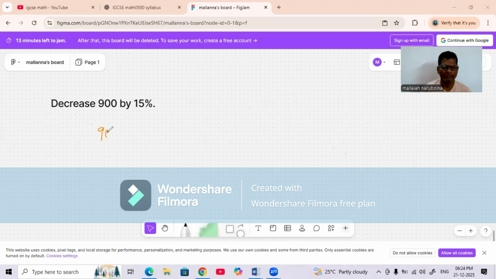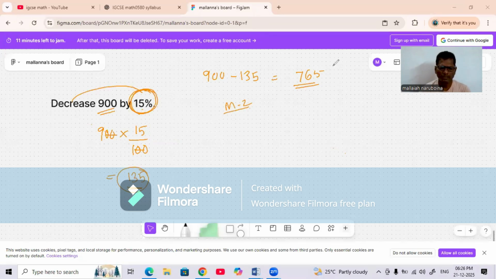Decrease 900 by 15%. So first write the value 900. Then find 15%. That will be 15 by 100. 2 zeros get cancelled. 15 9s are 135. Now subtract this 135 from this 900. 900 minus 135. That is 10 minus 5, 5. 9 minus 3, 6. 8 minus 1, 7. 765.